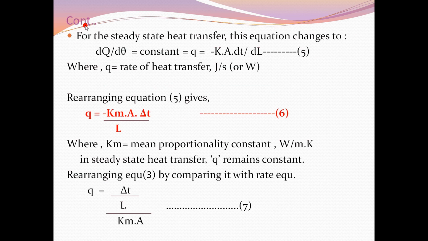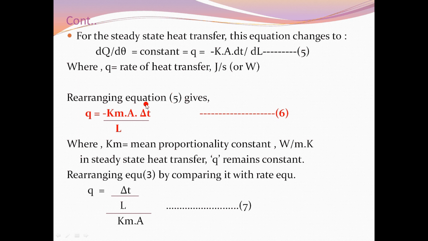Now for steady state of heat transfer, this equation changes. If there is a steady state of heat transfer, the flow of heat is perpendicular to this metal wall. Now dq by d theta, the rate of heat transfer, is constant. So we can put small q instead of dq by d theta. q is equal to minus kA into dT by dl. This is equation number 5.